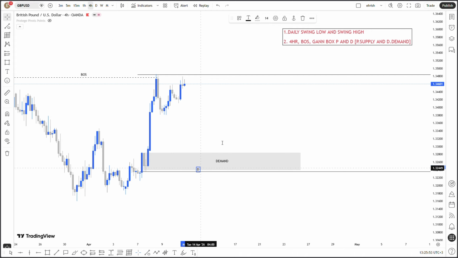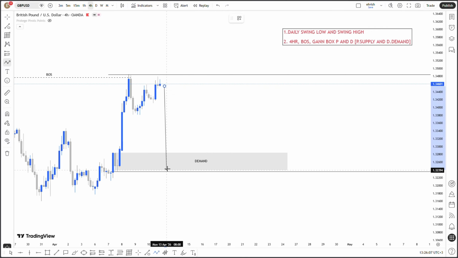So after me finding my demand, what do I do next? I know that price is going to come back here, and then that's when I'll be executing my buys to the upside. Because I know that price will come and form a new higher high.